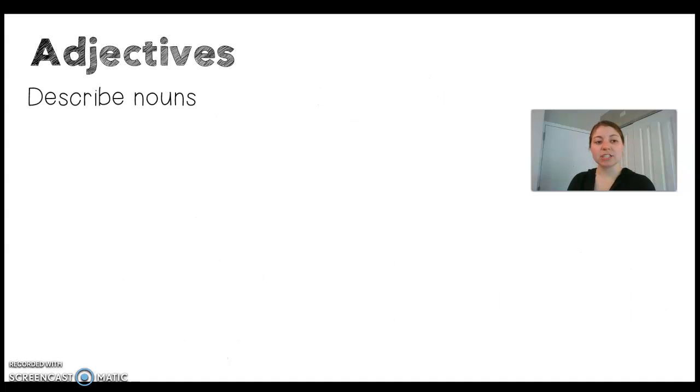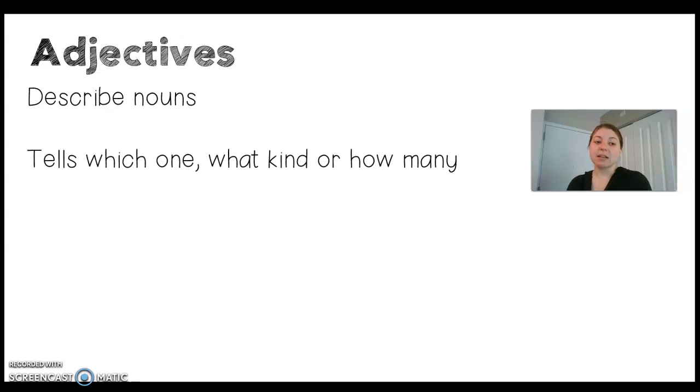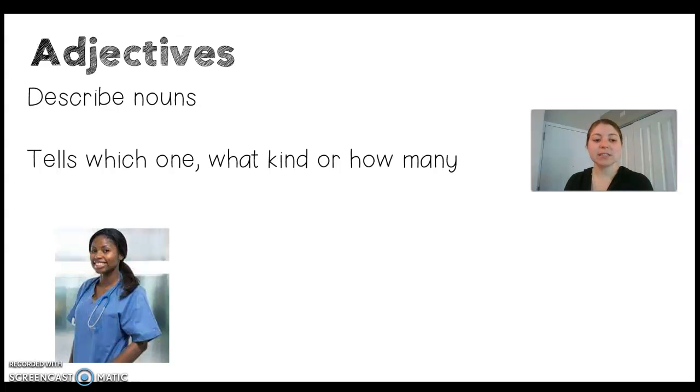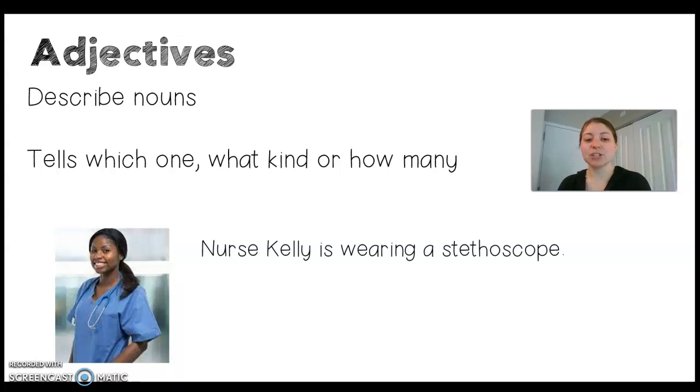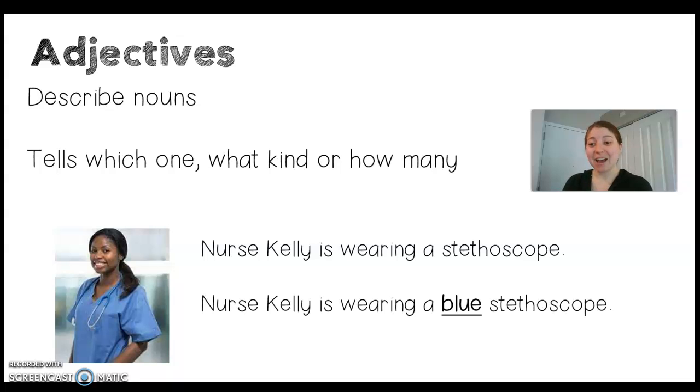So when we have adjectives, we know that they describe nouns. They tell us which one, what kind, or how many. So let's take this picture of our friend Nurse Kelly. The sentence says, Nurse Kelly is wearing a stethoscope. But now I even made this sentence more specific. I only added one word. Now it says, Nurse Kelly is wearing a blue stethoscope. She has it around her neck.